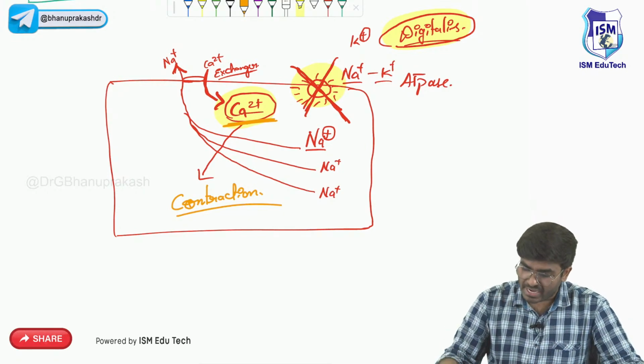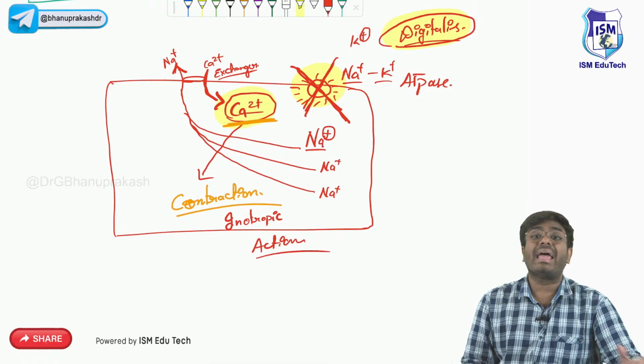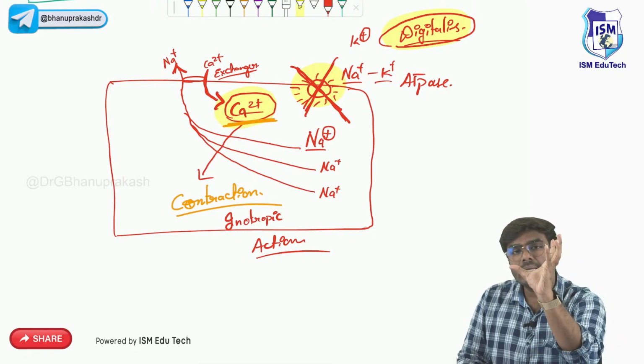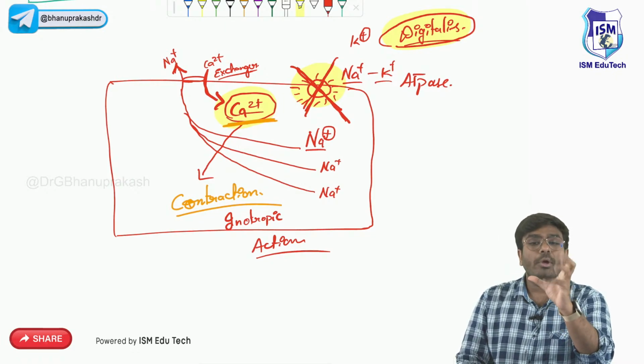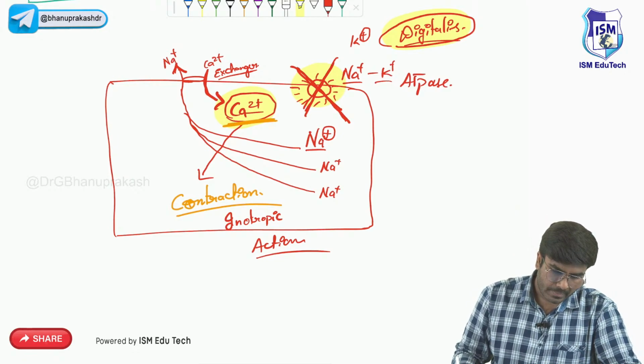So this action is called inotropic action. So digitalis is an inotrope. It increases the power of contraction, not heart rate. It increases the power of contraction of the myocardium. More powerfully, the myocardium is being contracted because of the greater availability of calcium.